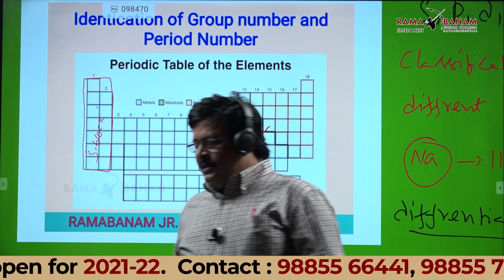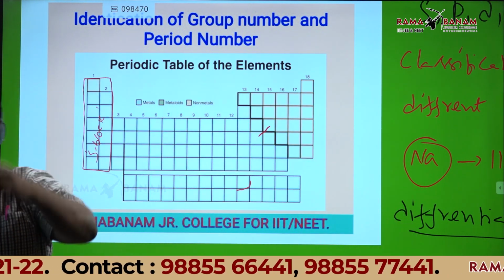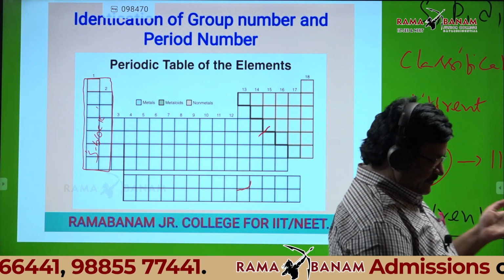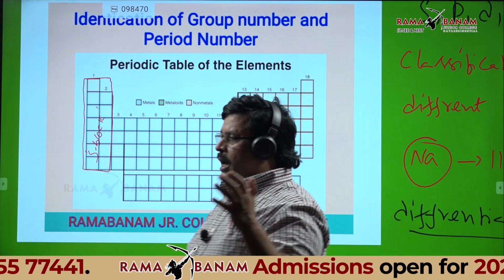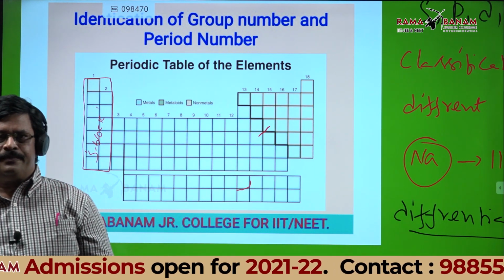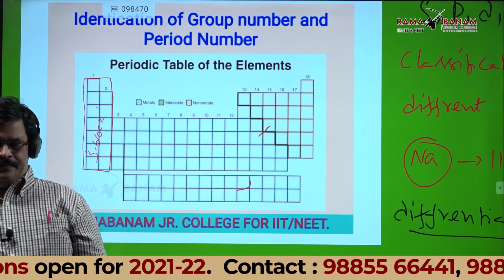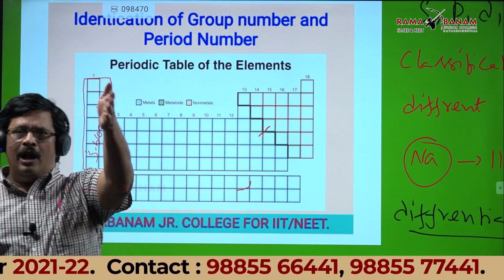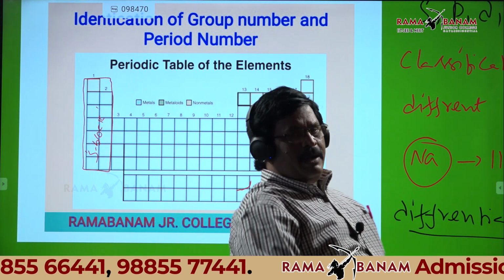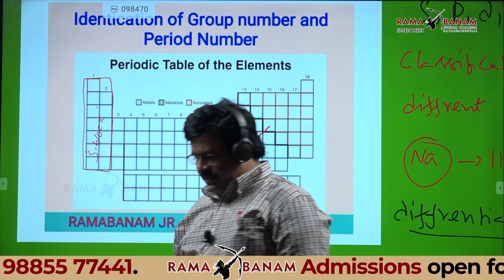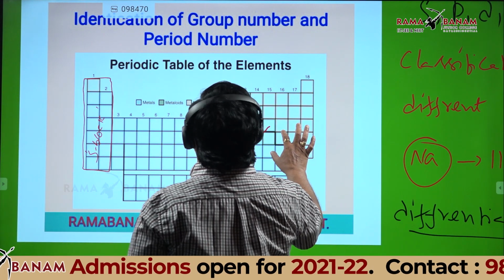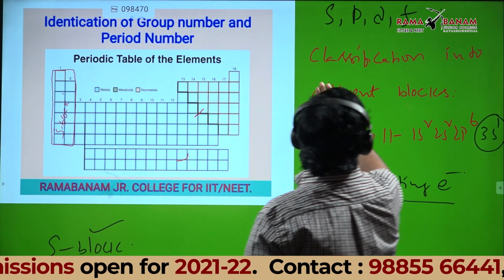Write that point. Next point: loss of electron is oxidation. So all these elements undergo oxidation.